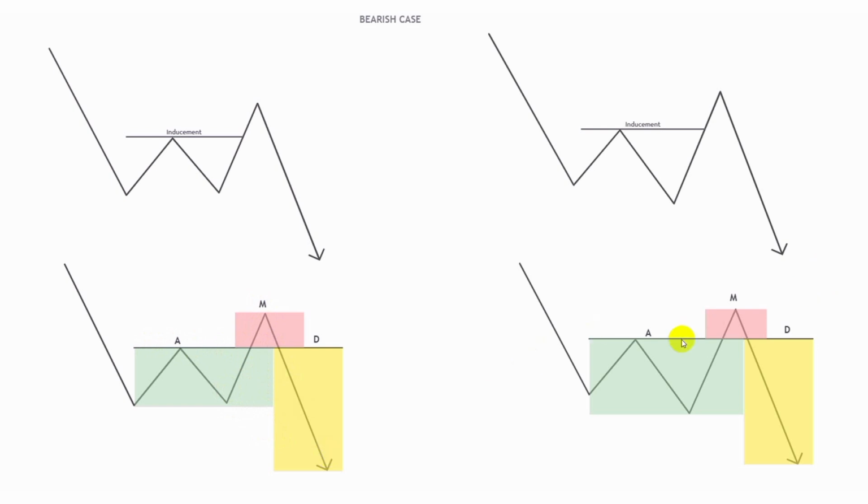The same applies to the second scenario. We have the push of price to the downside. We have the pullback. Price created this swing high points.